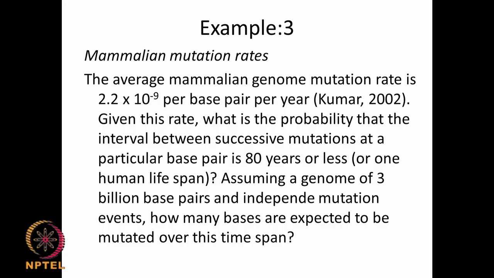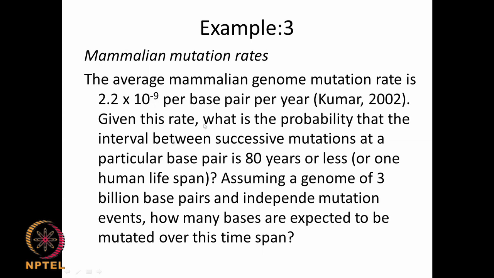The average mammalian genome mutation rate is 2.2 into 10 power minus 9 per base pair per year. This is taken from this reference. What is the probability that the interval between successive mutations at a particular base pair is 80 years or less? We assume that as the human lifespan. Assuming a genome of 3 billion base pairs and independent mutation events, how many bases are expected to be mutated over this time span? So, we assume independent mutation, and this is the average mutation rate, and we are given 80 years.